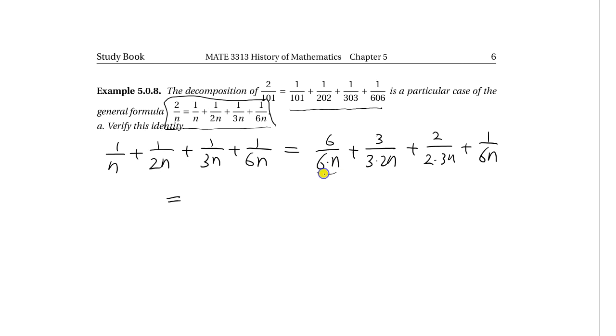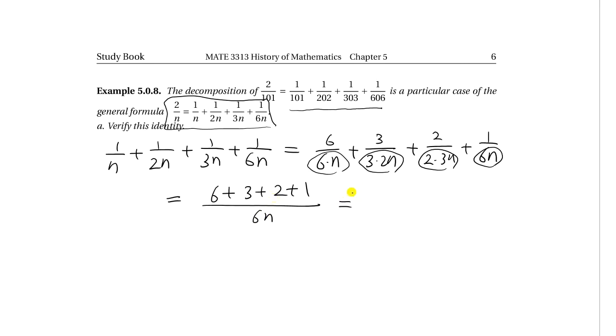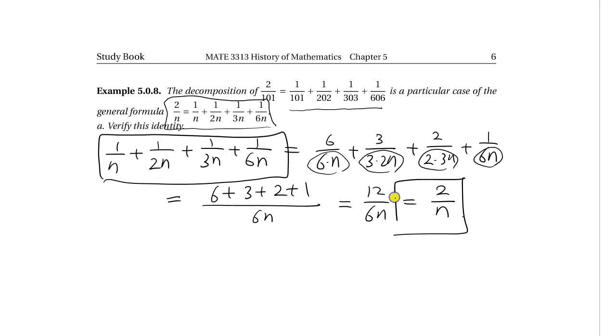Then all these denominators become 6n, right? So we have common denominator, so all we need is just adding all numerators together over 6n. And when you're adding 6, 3, 2, 1 it is 12, right? So 12 over 6n is same as 2 over n after dividing numerator and denominator by 6. And that's the proof that it is equal to 2 over n.